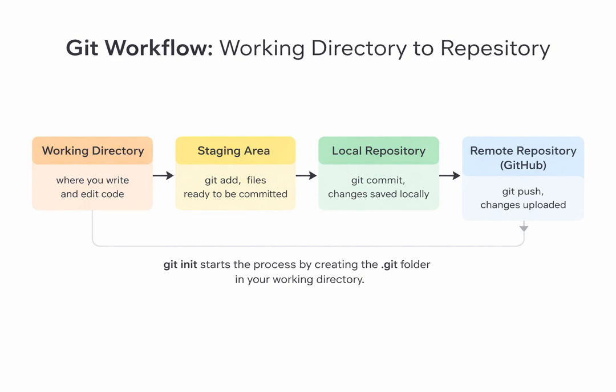Now let's talk about how Git actually works as a workflow. When you run git init, you're starting in what's called the working directory. That's just the folder where you write and edit your code. From there, you move files into the staging area using git add. This is like saying, okay, I want to include these changes in my next save. Then you commit with git commit, which saves those staged changes into your local repository. And finally, when you're ready to share your work, you push it to the remote repository on GitHub. This four-stage flow, working directory, staging area, local repo, remote repo, is the foundation of how Git operates.